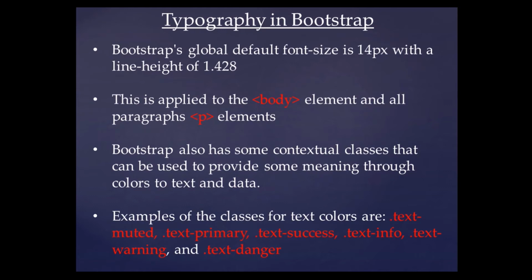Bootstrap also has some contextual classes that can be used to provide some meaning through colors to text and data. Examples of the classes for text colors are .text-muted, .text-primary. So these are the classes, okay? .text-success, .text-info, .text-warning, and .text-danger.